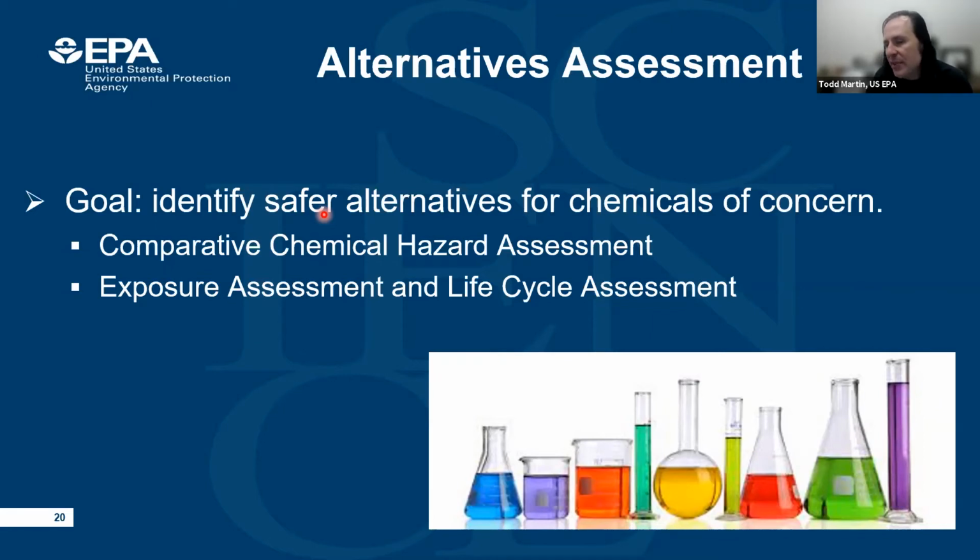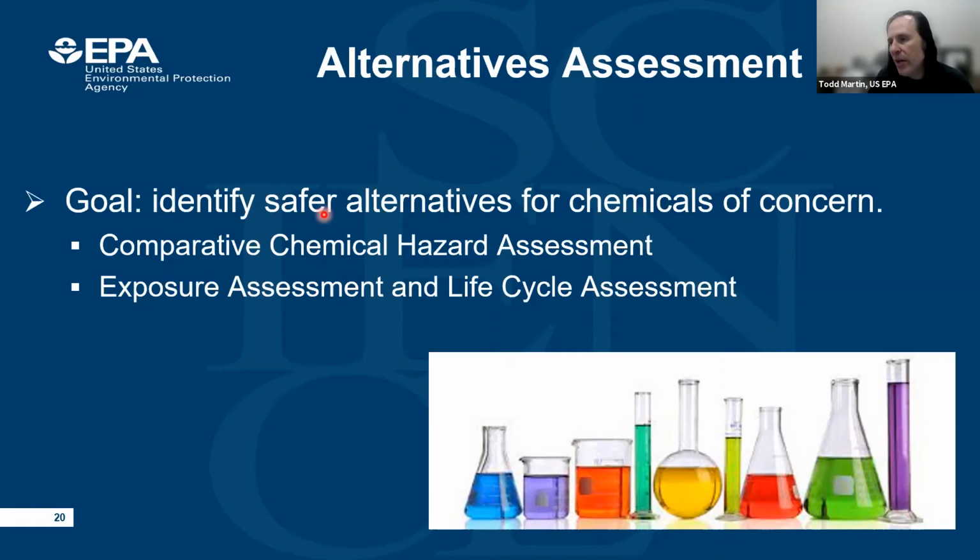When people do alternatives assessment, there are usually two different ways they're doing it. The first way is comparative chemical hazard assessment, which basically just looks at the different toxicity values for the chemical of interest. And then other people look in more detail at exposure assessment, like how are people being exposed to the chemical. If something is toxic, you have to look at whether you're actually exposed to it. And in order to do that, people also look at a life cycle assessment to see where chemicals are released over the entire life cycle of the chemical's manufacture, use, and disposal.